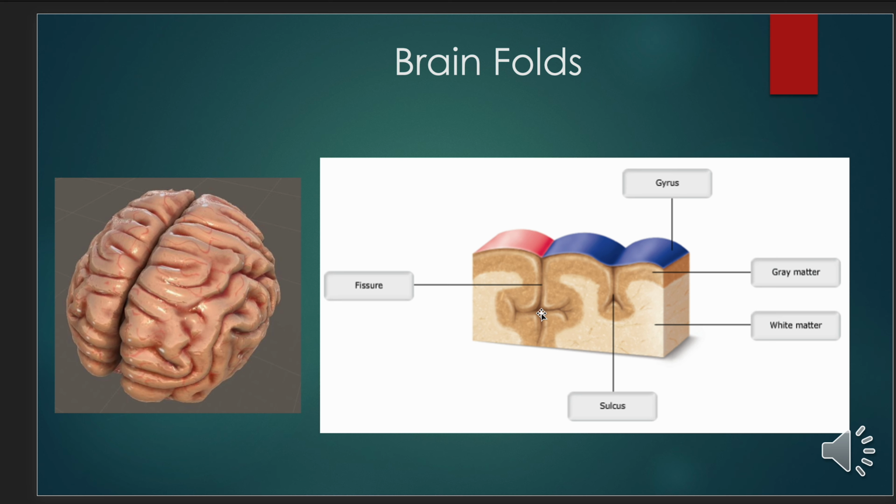And the fissure is just a deep sulcus, like a huge separation. That would be a fissure right there, right? All right, so a sulcus is just a smaller separation, and the fissure is deeper between the gyri. All right.